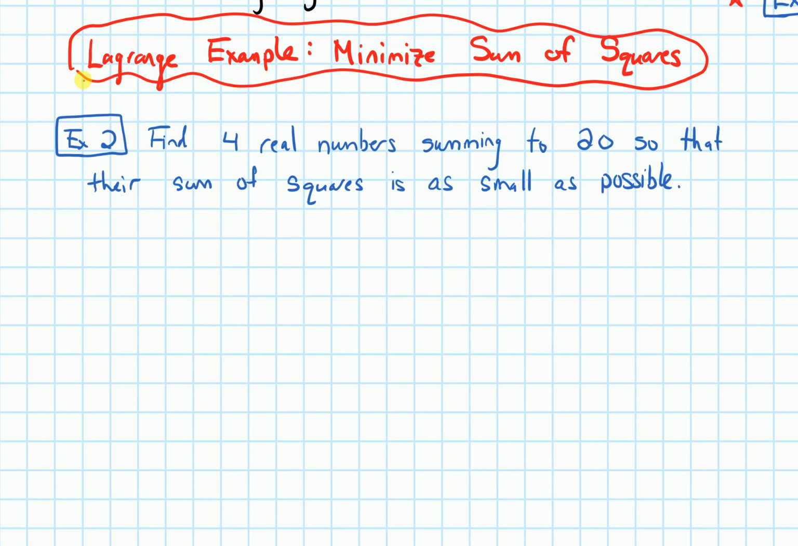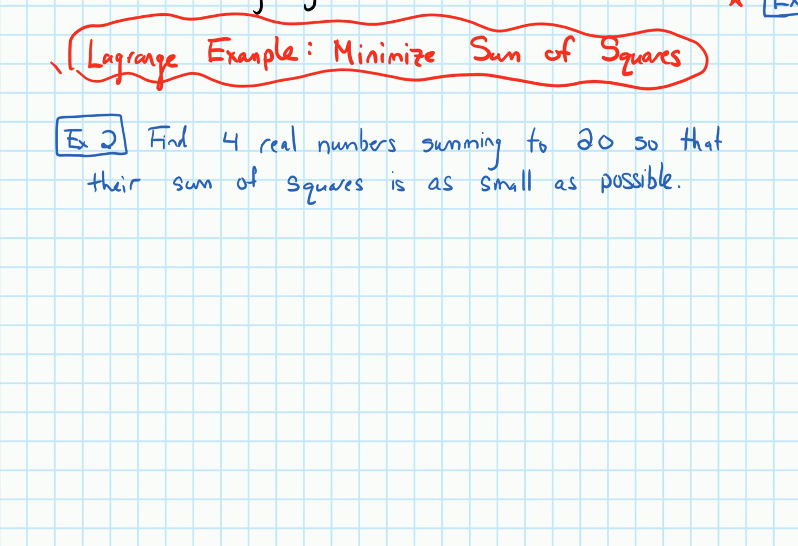In this video, we are going to do another Lagrange multipliers example, but in this question, we're going to minimize a sum of squares. So the example says, find 4 real numbers, summing to 20, so that their sum of squares is as small as possible.